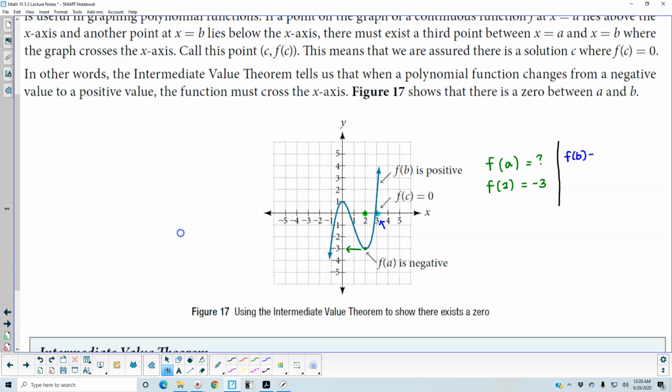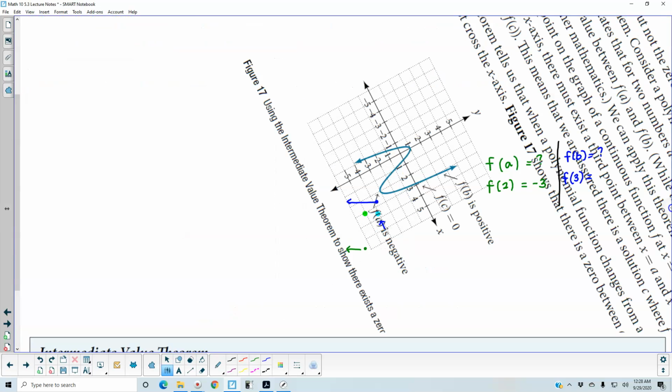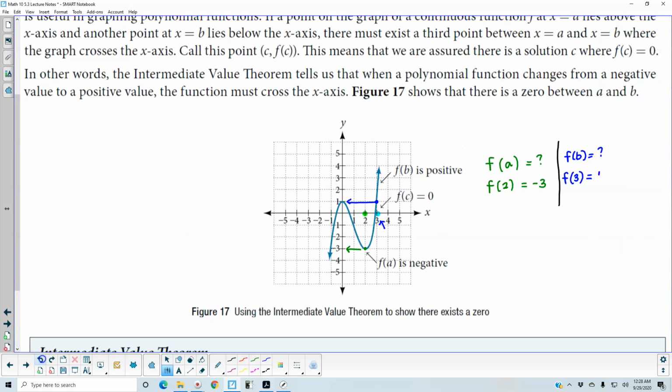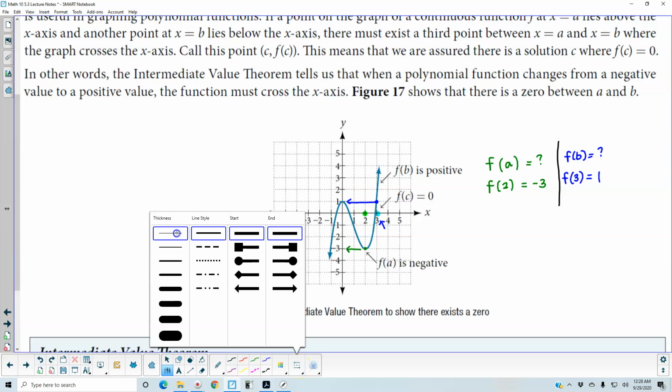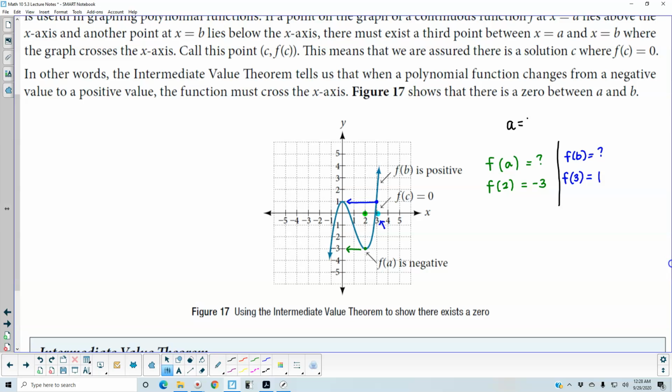So what is f of b on our graph? Well, we know that b is 3. And so if we go up here, we can see that the value at 3 on the graph is 1. So what it's saying here is that we now know that a is 2, and over here b was 3. But what's happening here is that the outputs are changing from a negative to a positive.